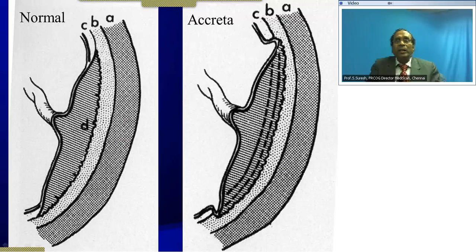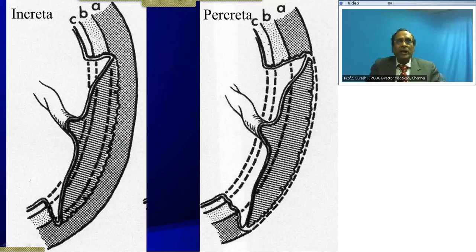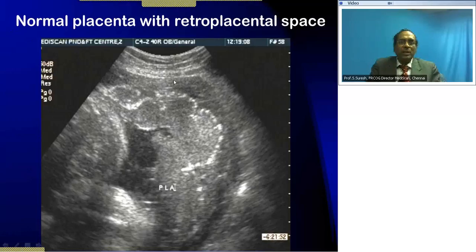Here is an accreta, where you can see the invasion of the placenta into the myometrium, and then you have an increta where it's gone into the myometrium, and a percreta where it has gone to the serosa of the uterus. It's completely invaded out of the myometrium. Now with ultrasound, it may be difficult to differentiate between these, but when it has completely invaded out of the myometrium, you probably will see irregularity of the myometrium. So here is the normal placenta again with a good retroplacental space, so we can say there is no placental adherence here.